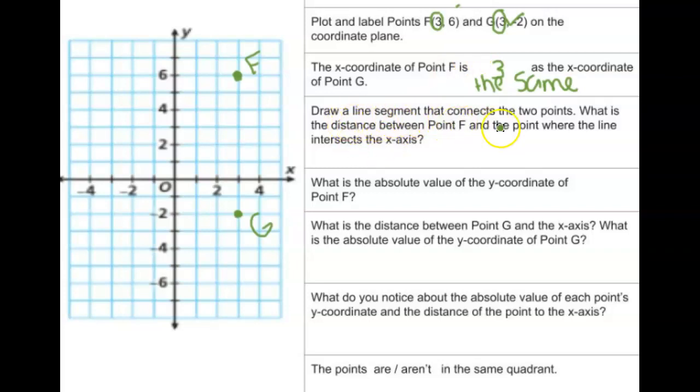We're going to draw a line segment that connects the 2 points. So from F to G, a line segment means there's an endpoint on each of them and it does not continue. The distance between point F and the point where the line intersects the x-axis. I'm going to change my color here so we can see it. So point F, and then the x-axis is all the way down there. So to get from 6 to here, so 0 to 6, that's going to be 6.